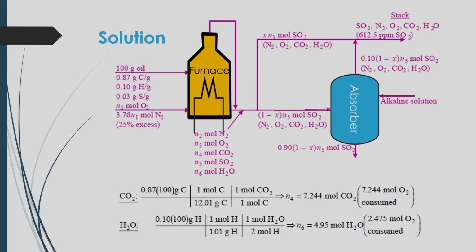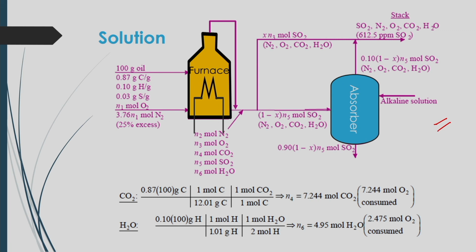Now, let us solve this problem. So, this is your flow chart given in detail. Now, consider the carbon balance first to do the material balance. You will see that the carbon in the feed stream is 87%.